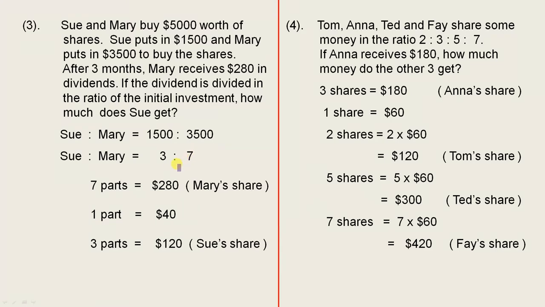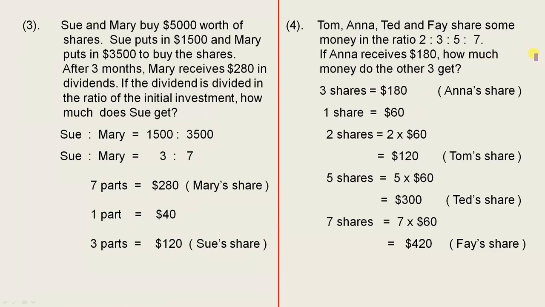So 7 parts is $280 because we're told that Mary receives $280. So 7 parts is $280. Therefore 1 part must be $40. So 3 parts is $120. So with respect to the dividends, Mary's share is $280, which she's already received, and we can work out Sue's share, $120, based on the amount of money she put in initially.